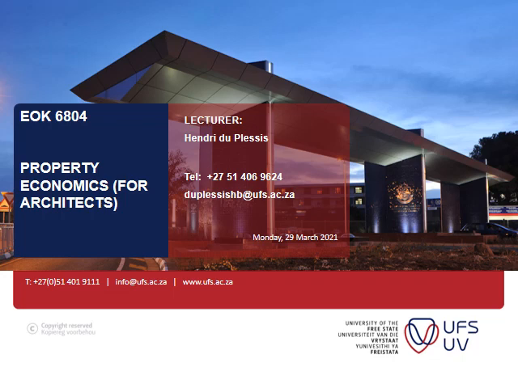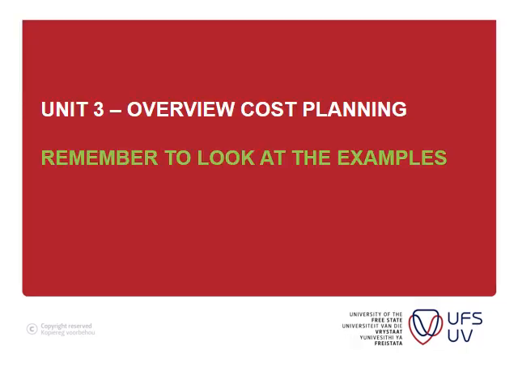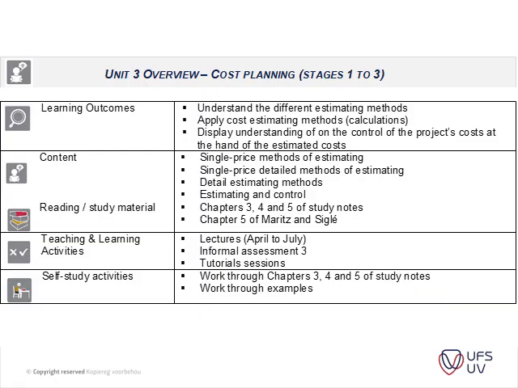Okay, so just to recap, we're still busy with Unit 3, so we're going to focus on the practicals and the examples during this session first. So I'm just going to run through a couple of things. We're busy with Unit 3, as I mentioned, and chapters 3, 4 and 5 of the Green Book, which is Maritz and Siegli. So we've basically done all the theory. We had that last theory class just before the break.